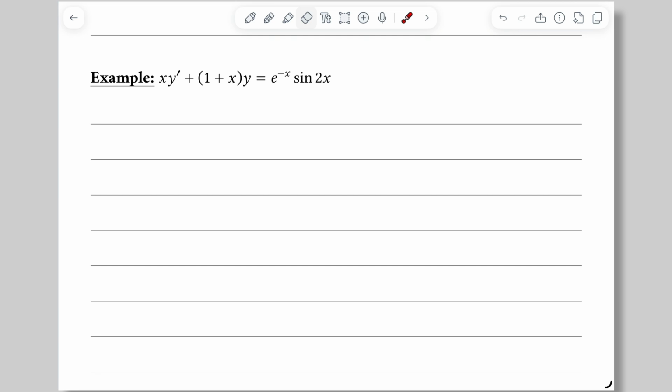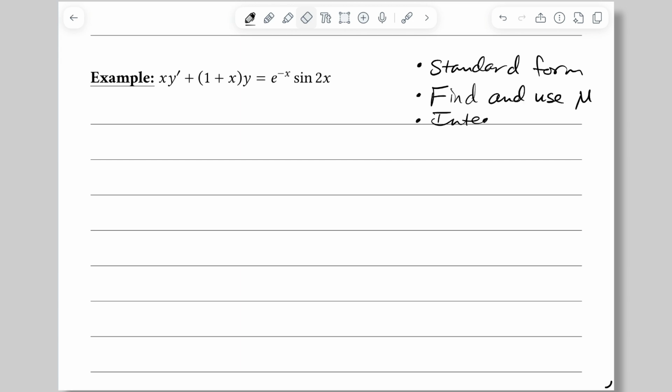The equation in this example is xy' + (1 + x)y = e^(-x) sin(2x). Remember that our steps are to put the equation into standard form, find and use mu, integrate, and then isolate y. With that in mind, I'd like you to go ahead and pause this and work this out on your own.